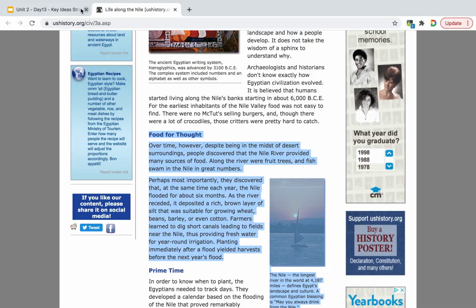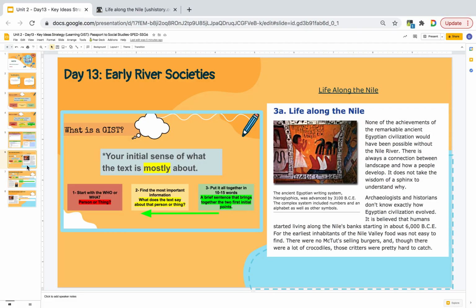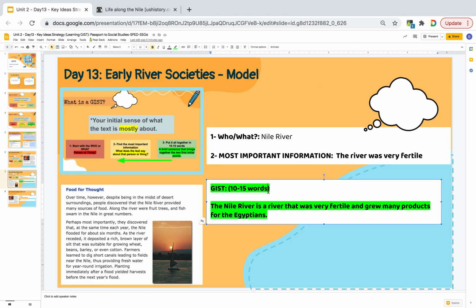So now I can take those two pieces of information and then you want to create a gist. So if I was to take the what, which is the Nile River, and then think about the important information, which is the river was very fertile, I'm going to put it in my own words, and it's going to sound something like, the Nile River is a river that was very fertile and grew many products for the Egyptians.